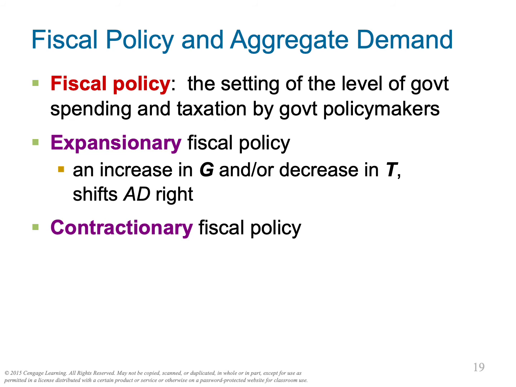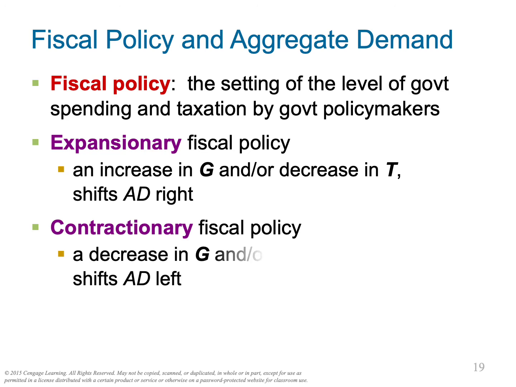The opposite is contractionary fiscal policy. How can the government contract the economy, make it smaller? They can do that by doing the opposite. They can either decrease government spending and/or increase taxes, and that shifts aggregate demand to the left.